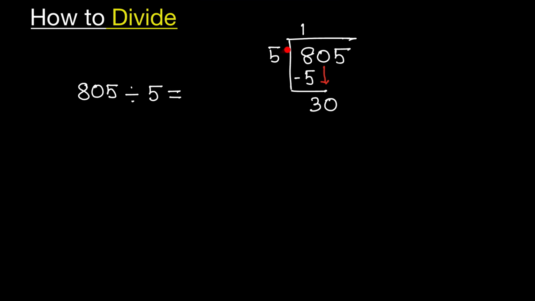And we know that 5 times 6 is equal to 30. Subtract, we get a 0. Now again this 0 is less than 5. So we will bring down this adjacent 5 here.